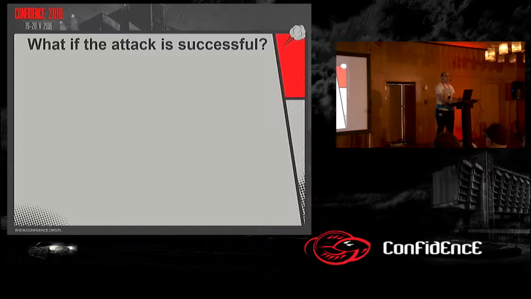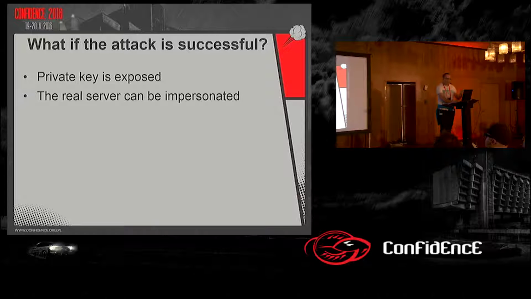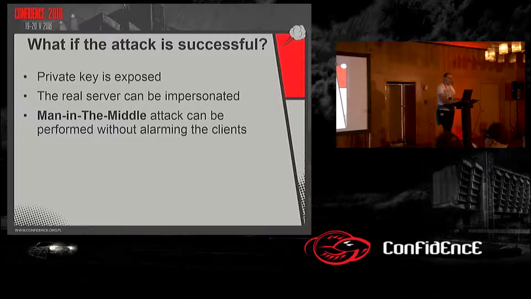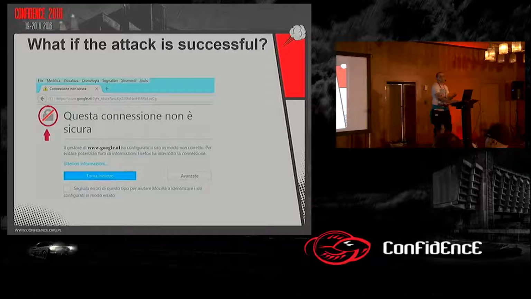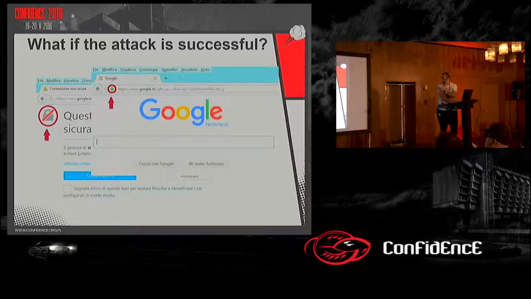So what if the attack that we are going to place is successful? Actually, we can expose the private key of a server. And this means that the real server can be impersonated. And this basically means that you can place every man-in-the-middle attack that you want without alerting the regular clients. And when you place a man-in-the-middle attack, the difference from this to this is really important, of course.